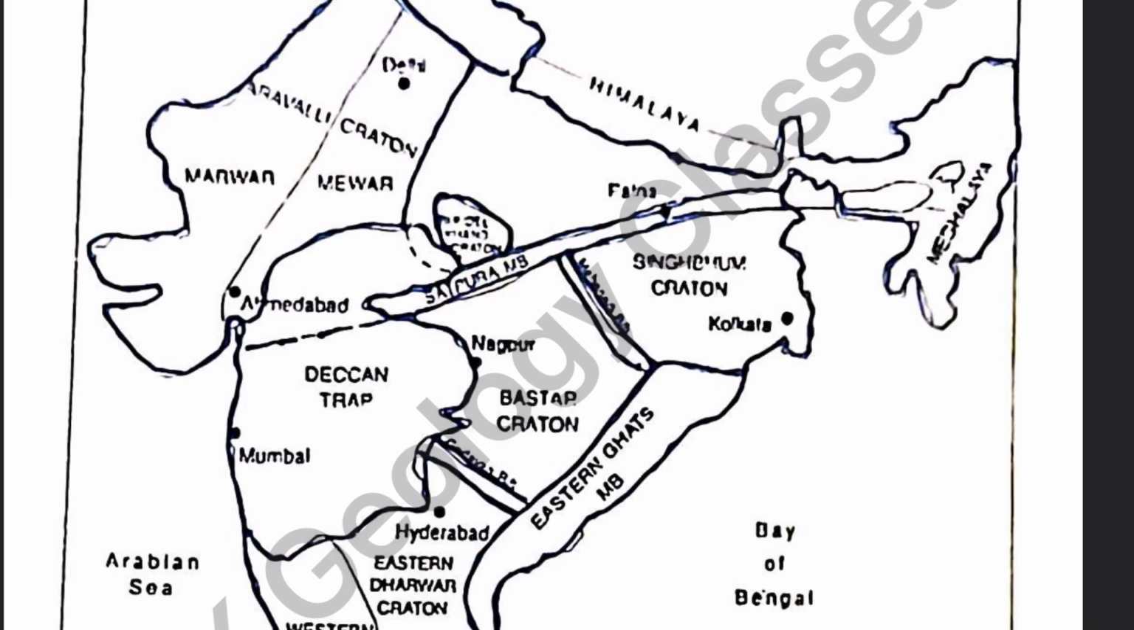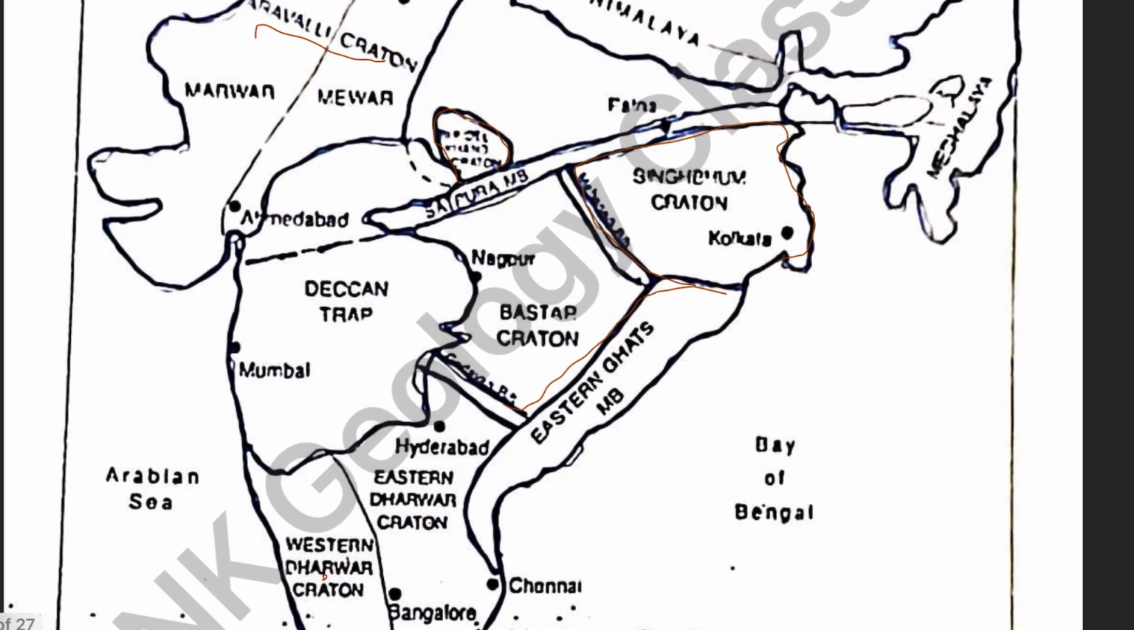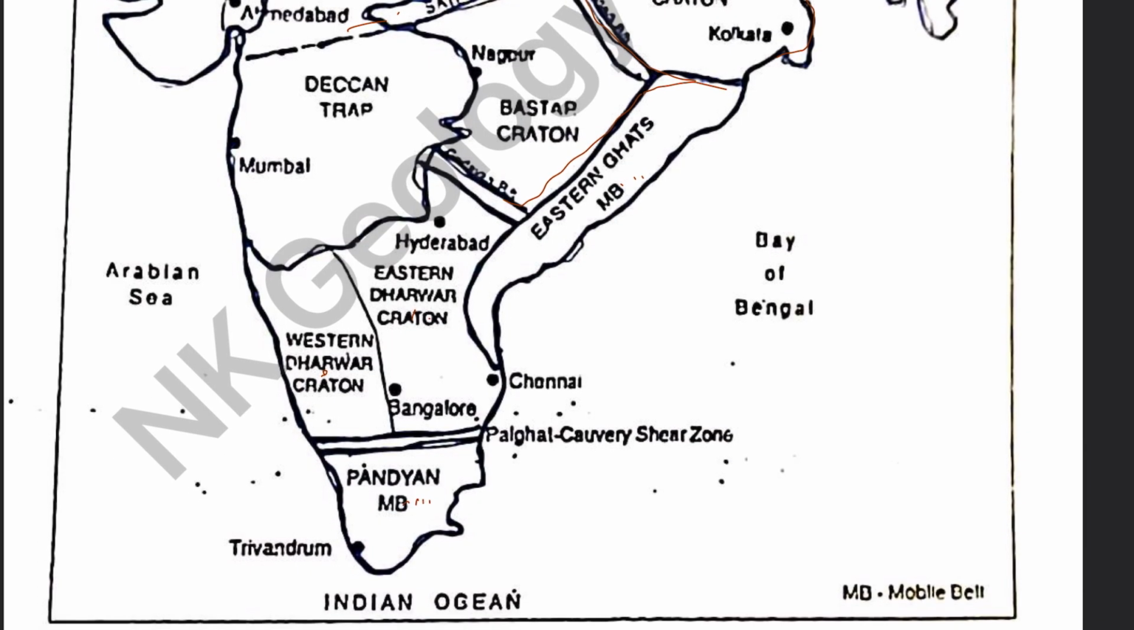So here we have the Aravalli Craton in Rajasthan, we have the Bundelkhand Craton in UP and MP, we have the Singhbhum Craton covering parts of Odisha and Bihar, then the Bastar Craton mostly in MP and Chhattisgarh. Then we have the Dharwar Craton, Western Dharwar Craton and Eastern Dharwar Craton. Besides these cratons, we have the mobile belts such as the Satpura Mobile Belt, the Eastern Ghat Mobile Belt and the Pandyan Mobile Belt.